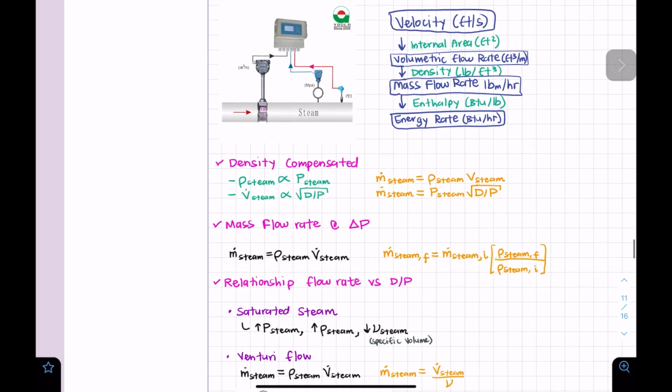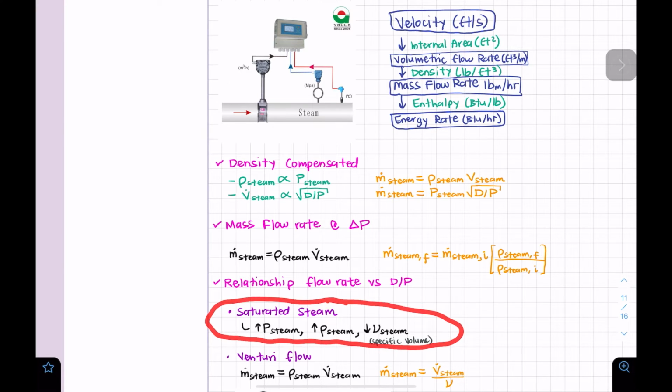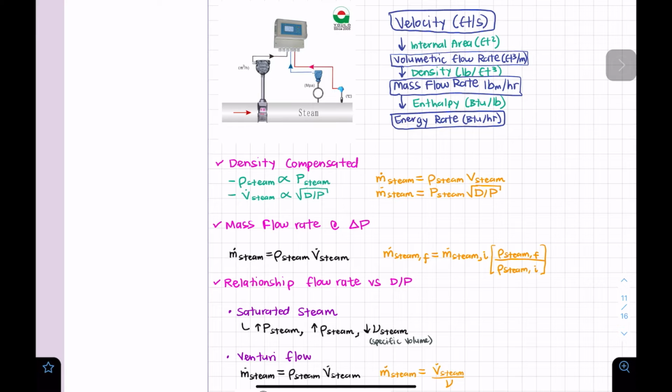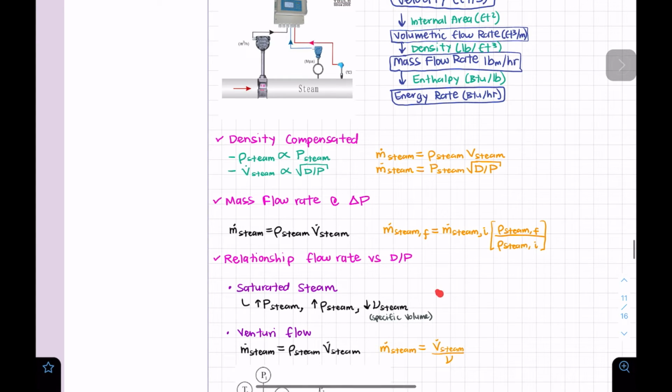So now, what's the relationship between flow rate and differential pressure? The only thing that we need to know from GFEs is going to be related to saturated steam, right? When the pressure of the steam increases, we know that the density of the steam is going to increase. Therefore, the specific volume of the steam is going to decrease. And we can use the steam tables to get this information.